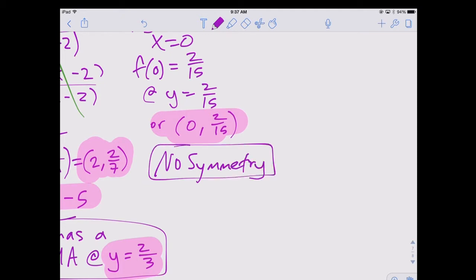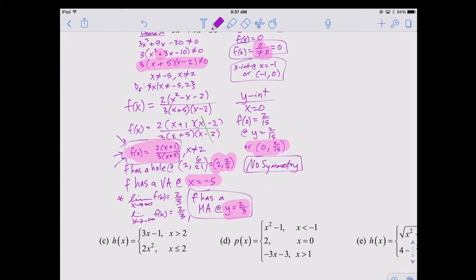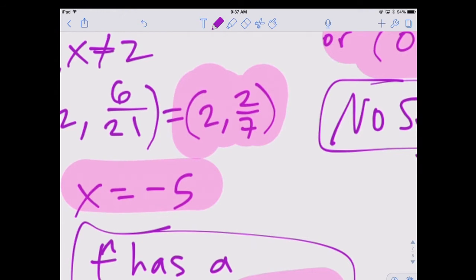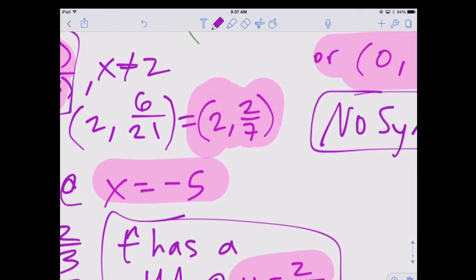Well, we don't have a jump, do we? A hole. Very good. We could still have a hole and have symmetry. If our hole is on the y-axis, we could still have y-axis symmetry. If the hole is not on the y-axis, we would need to have 2 holes, wouldn't we? For y-axis symmetry, we would need to have symmetric holes on either side, or for an odd function, we would need to have 2 holes. So yeah, if you notice right away, the hole is at 2, 2/7. There's only one. That's not on the y-axis, so it's not going to happen.